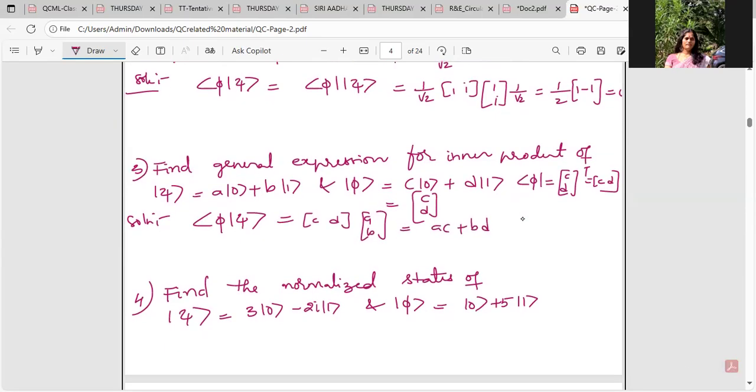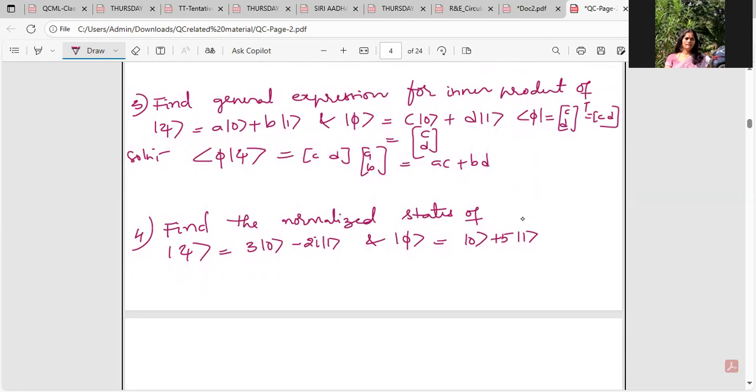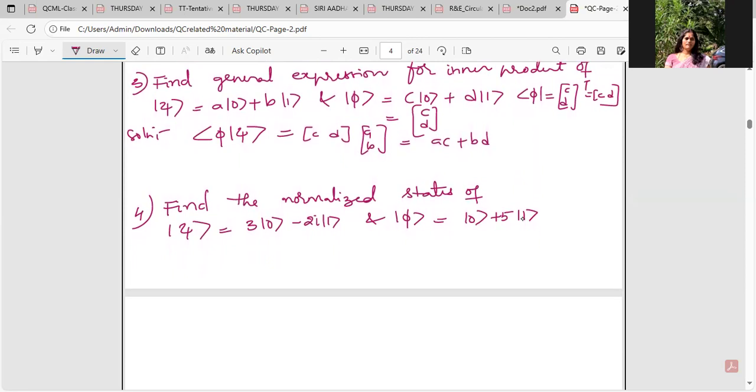Next, how do I find the normalized states of ket xi and ket phi? That's the next question. I divide by their norm, for which I first need to find the norm. How do I find the norm? This is the expression for the norm. And what does it symbolize? Let me split it.